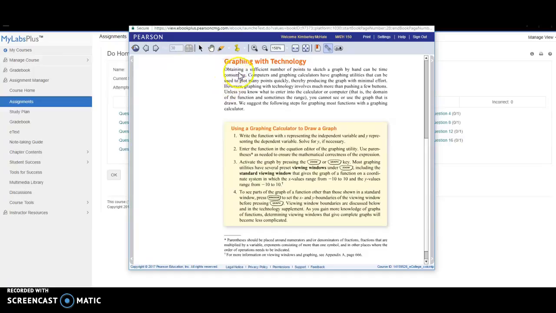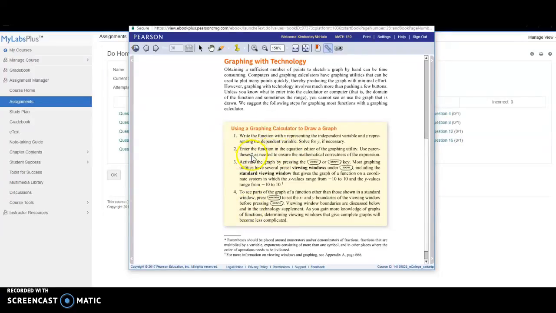You need to obtain a sufficient number of points when you graph by hand, but graphing calculators can produce graphs much more quickly. But you do have to know how to enter the function. So these 4 steps will help you do that. They're telling you how to enter the function.